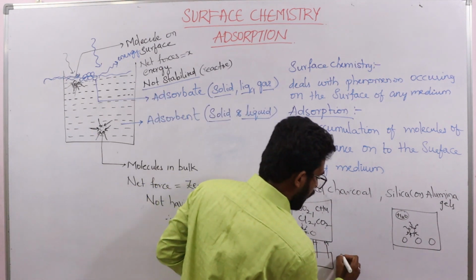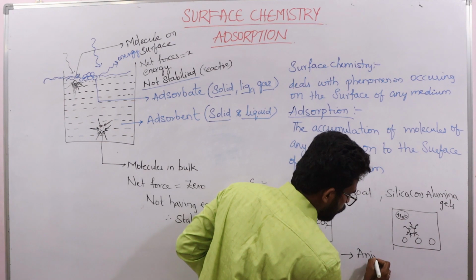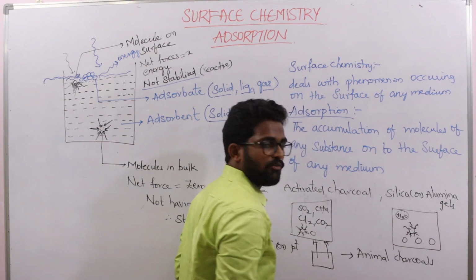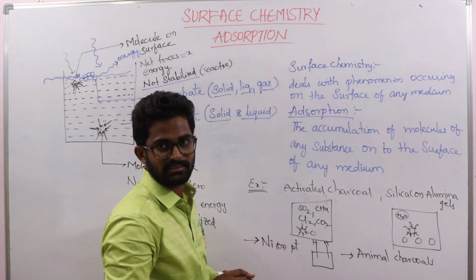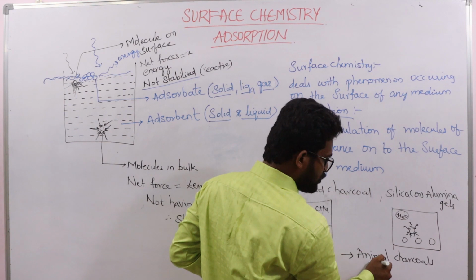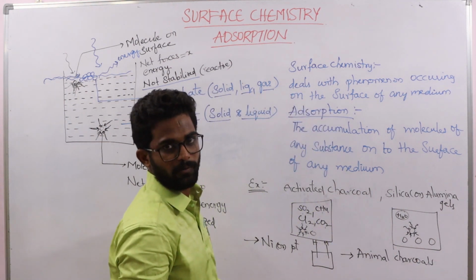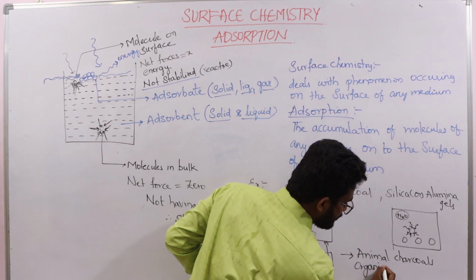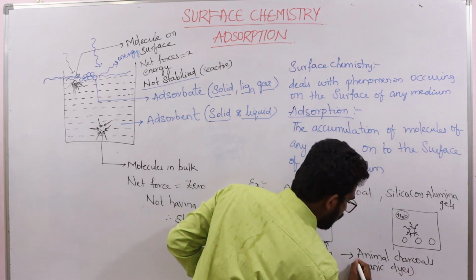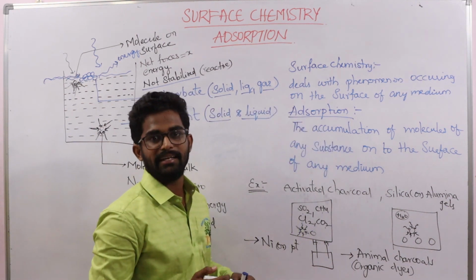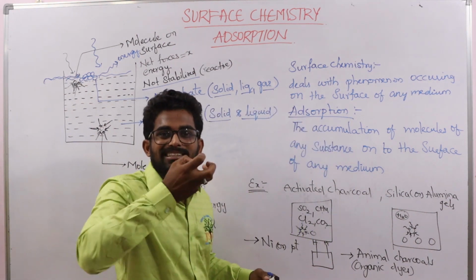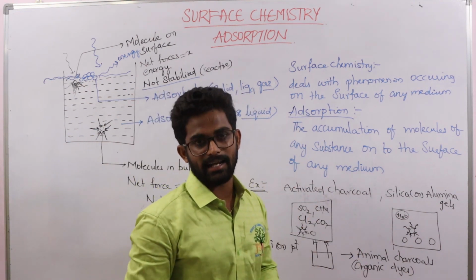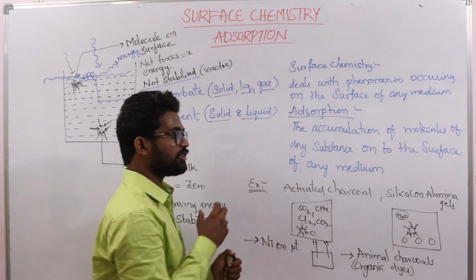Then another example is animal charcoal. If we want to remove stains from dyes, that is, remove the coloring agents from the dyes, we use adsorbents such as animal charcoal. In case of some organic dyes like methylene dye, the animal charcoal absorbs the coloring agents present in the organic dyes and makes them colorless. So that is about some examples.